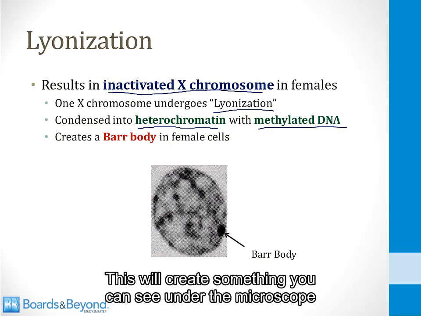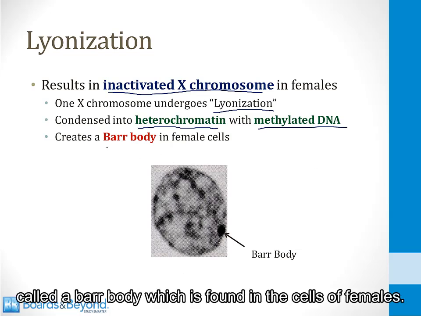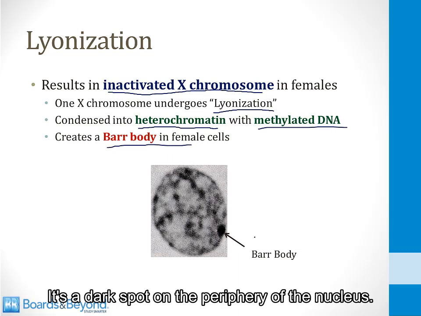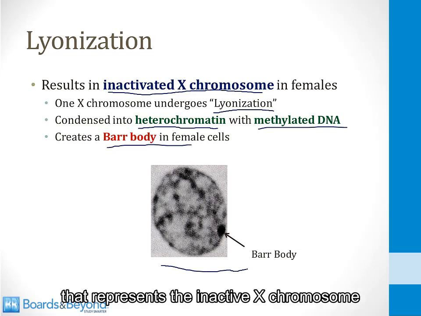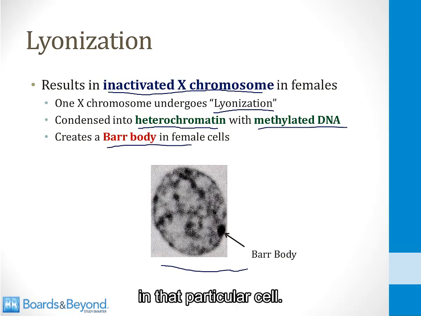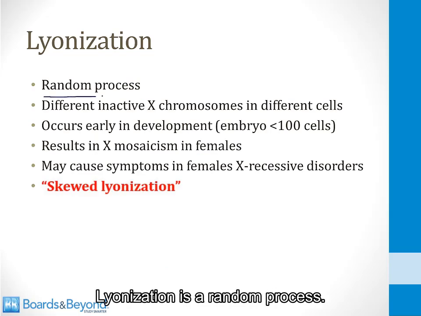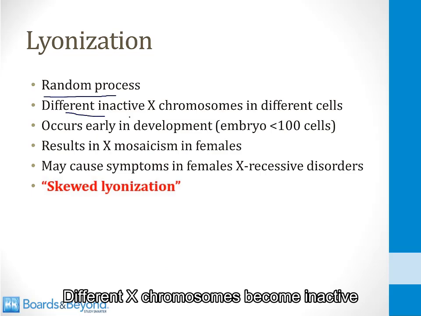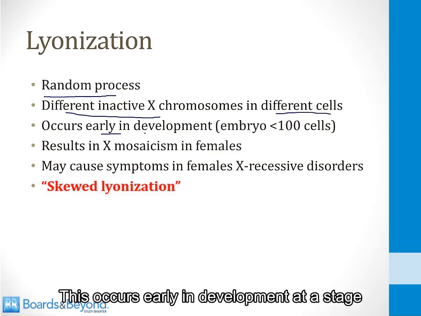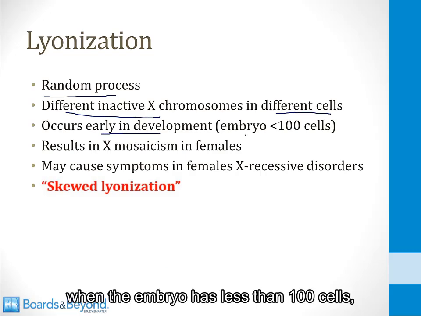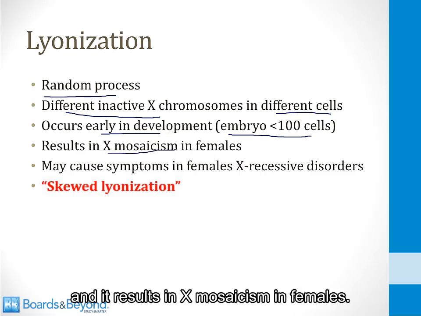This will create something you can see under the microscope called a bar body, which is found in the cells of females. It's a dark spot on the periphery of the nucleus. An example is shown here on the screen. That represents the inactive X chromosome in that particular cell. Lionization is a random process. Different X chromosomes become inactive in different cells in the body of a female. This occurs early in development at a stage when the embryo has less than 100 cells, and it results in X mosaicism in females.